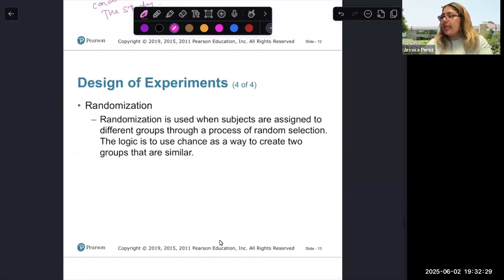And of course, there is the use of randomization when you're creating the design of an experiment. Randomization is used when subjects are assigned to different groups through the process of random selection. The logic is to always use chance to create two groups that are similar. So the logic is to use chance. Randomization occurs on a random basis.